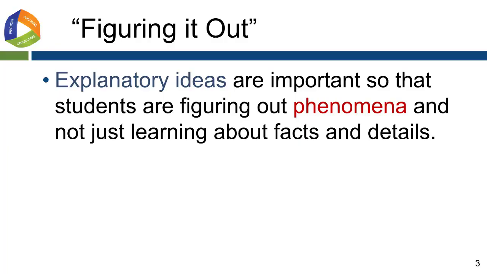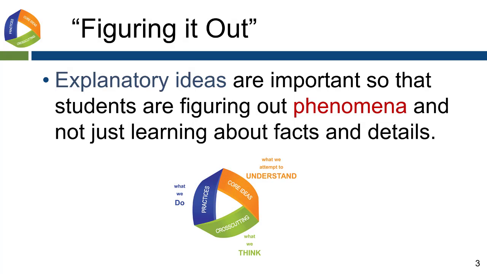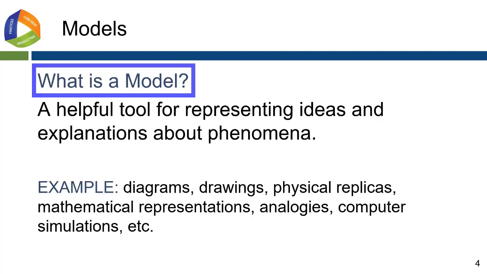One important component of the NGSS is allowing students to figure things out. It is important to allow them to figure things out around phenomena and not just learn about facts and details. Models then become a helpful tool for representing ideas and explanations around phenomena. Examples of models are diagrams, drawings, physical replicas, mathematical representations, analogies, and computer simulations, to name a few.